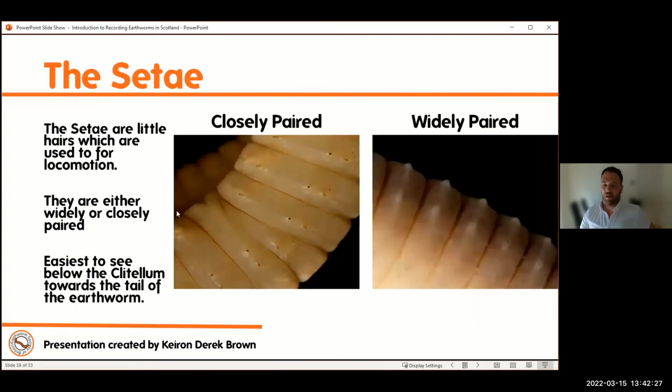The setae, so I said about the setae, now this is the trickiest part of earthworm ID, because sometimes the setae can be really, really difficult to see, and we're looking at whether they're closely paired, like in this one here, or whether they're widely paired. And I know a lot of you will be looking at these photos thinking, wow, I can barely tell the difference between them. And it is tricky. It is tricky, and this is the main reason why people, I think, need to come on an ID course to be able to learn how to do it.